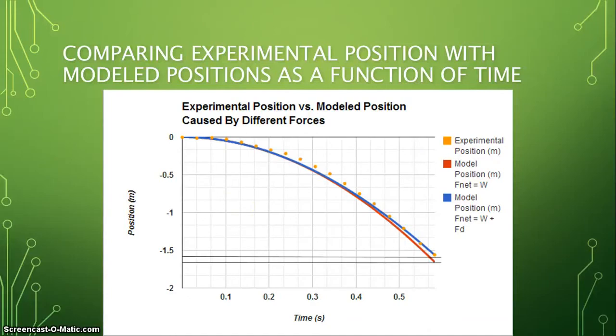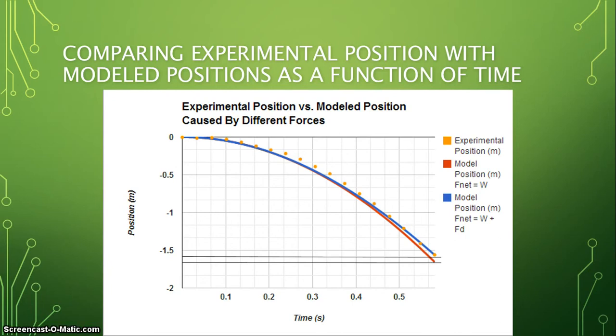The chart displays the three cases which were considered during the experiment. The orange dots represent the actual position of the football as it falls to the ground during the 0.581 second interval. The solid red line represents the predicted position of the football as it falls when only the weight force was considered. Alternatively, the solid blue line represents the predicted position of the football as it falls when both the weight force and drag force are considered.